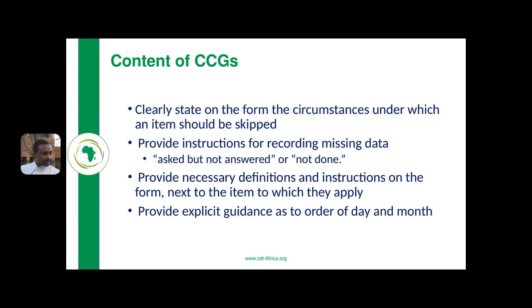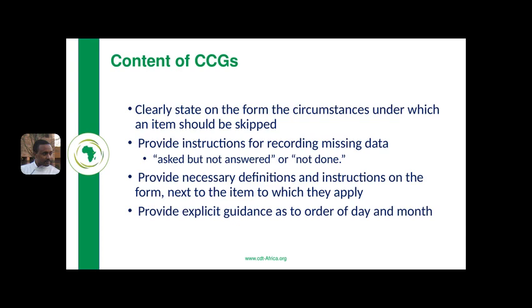The second one is we need to provide instructions for recording missing data. So possible situations are that we might have asked the questions, but they are not answered, or probably they are not done or asked at all, and we have to indicate the situations.